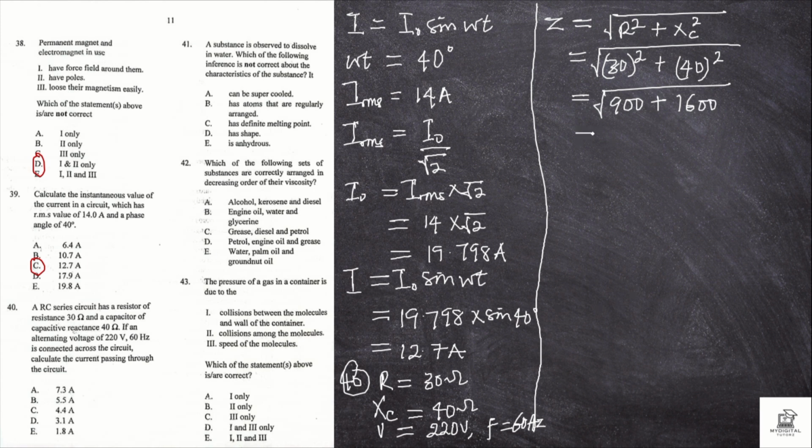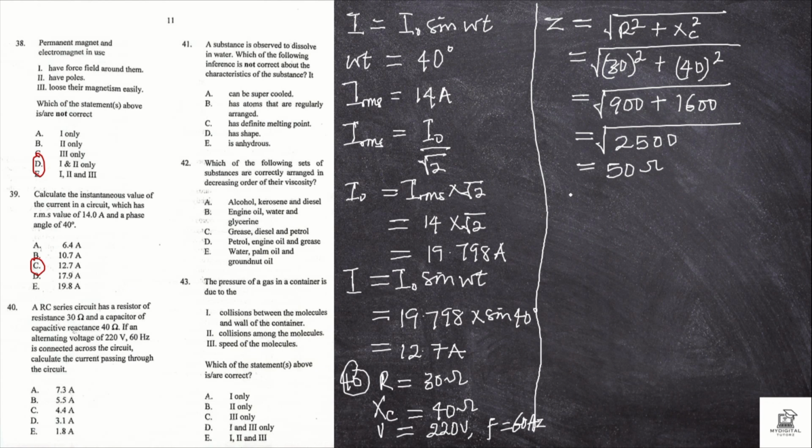From here I'll have root of 2500. Is that correct? So then find the root of it. That should give us 50, right? 50 ohms. So we have gotten our 50 ohms.